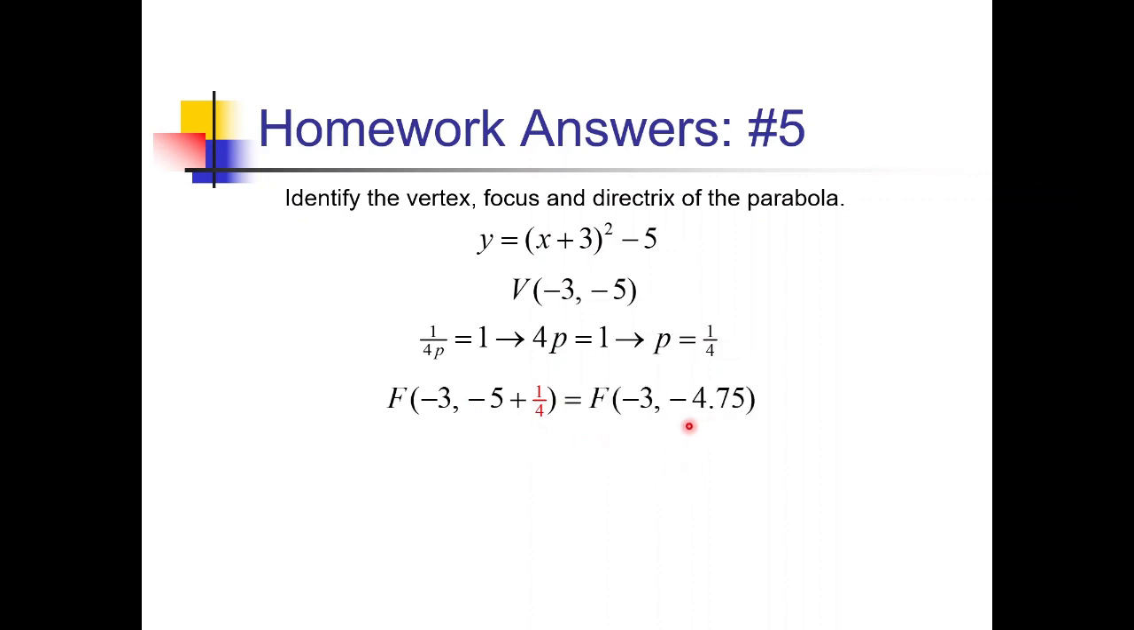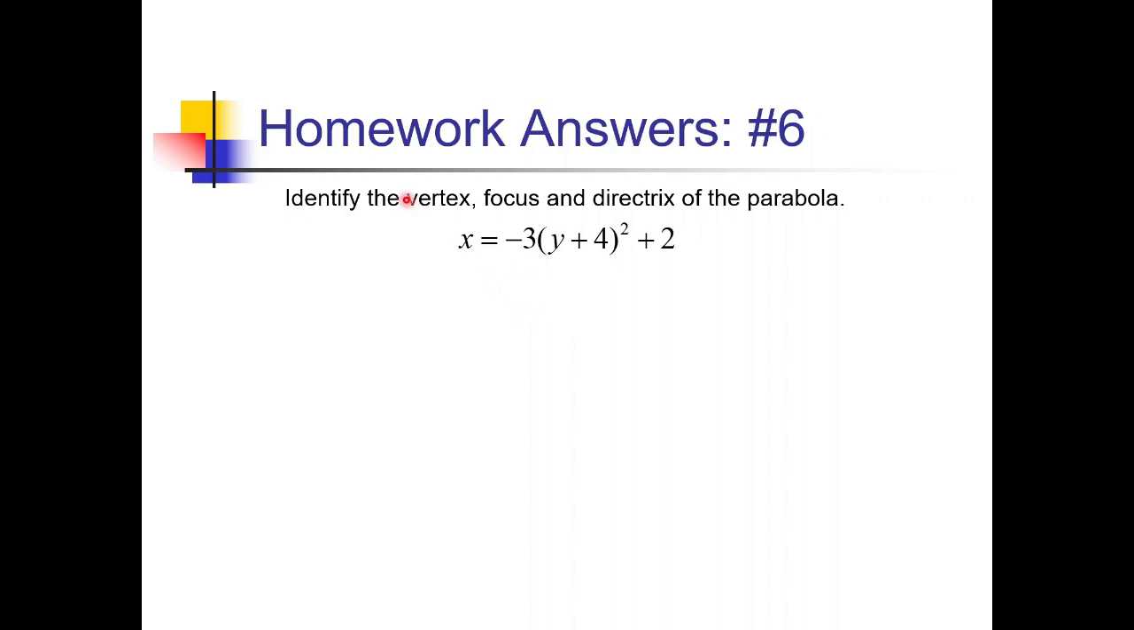So that gives me one representation of my focus, but you could use a fraction if you wanted for this. For the directrix, I just have to subtract p from this negative 5 in the vertex. And my line equation is going to be y equals, because we have a y equals parabola. So I'm going to write for the directrix y equals negative 5 minus 1/4, which I can turn into negative 5 and 1/4 or negative 5.25. Any of those is sufficient.